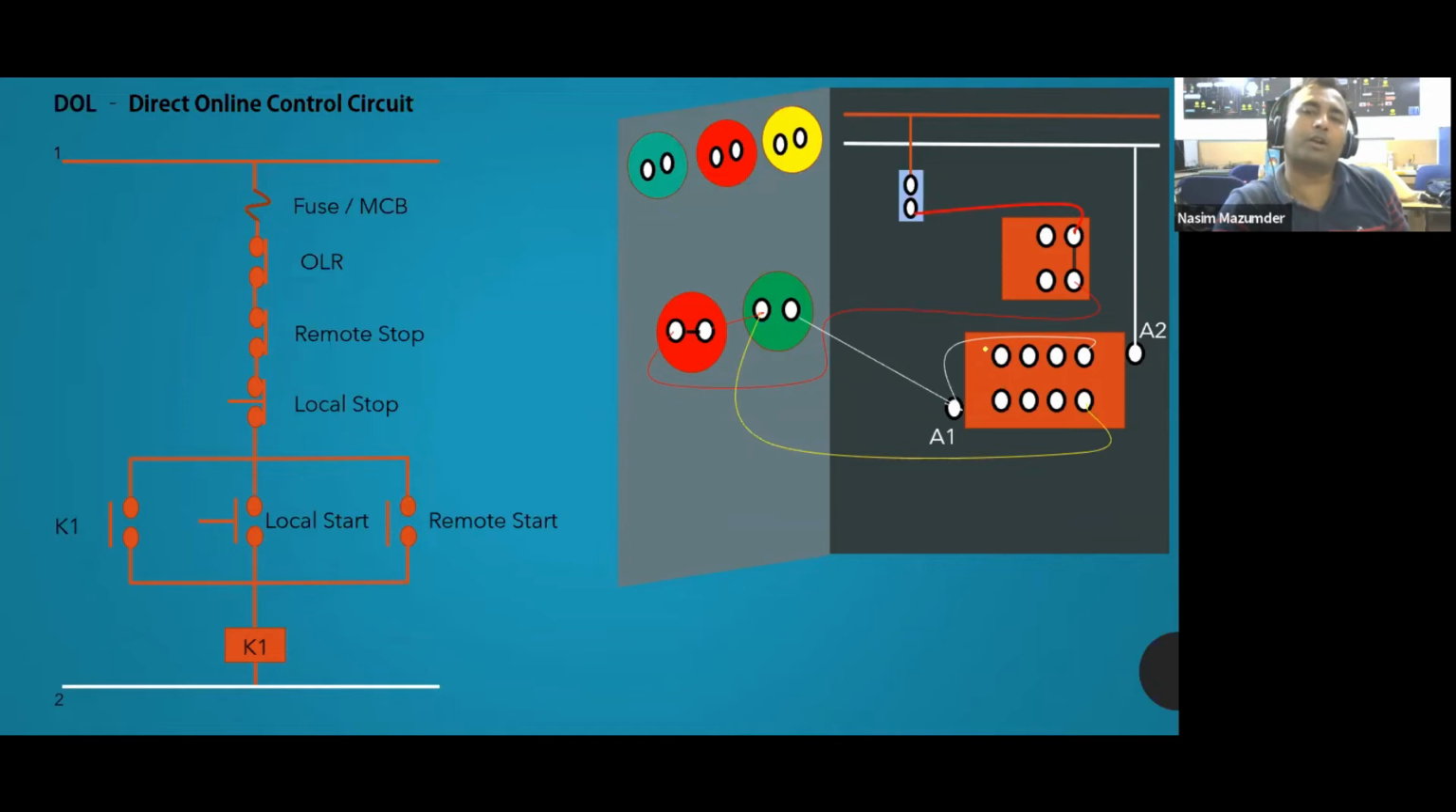Then if you want, you extend your connection with the indicators, like this will be your run or on-off. This will be on, this will be off, this will be trip. So you can extend it.